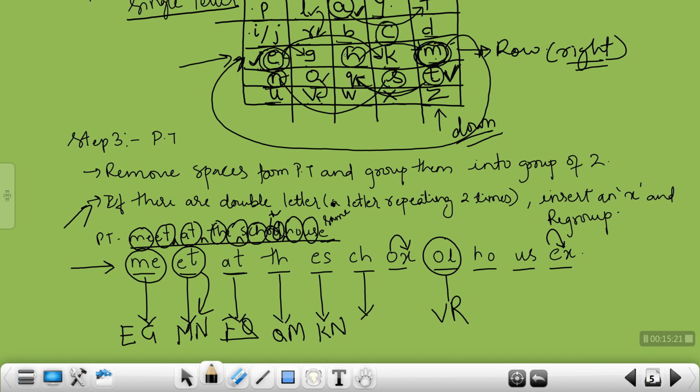C is present over here. H is present over here. So what am I going to choose? The same thing in the same column and same row. So BK. CH is replaced by BK.